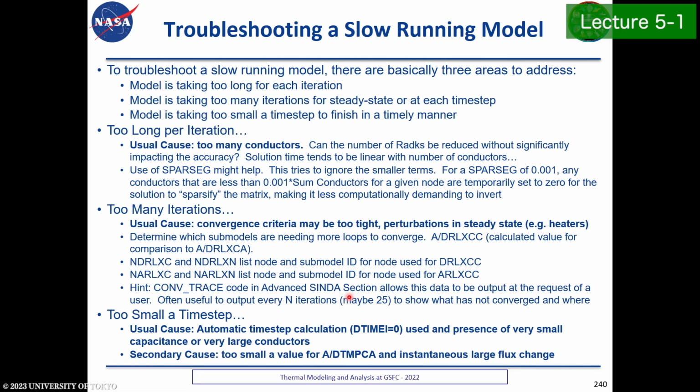And then lastly, if it's too small a time step, for me that's usually caused by the automatic time step solution, which could be driven by very small capacitance, very large conductances. A secondary one is that you could have a DTM-PCA or ATM-PCA that's responding to a very large flux change over a small time. So if you suddenly go over 1 second and change to 100 watts of power, on MLI it's going to be hard to find a number that's small enough to not go more than a degree or 2 degrees or 5 degrees over that time. So usually that's the secondary cause if it's not driven by the CSG type behavior.